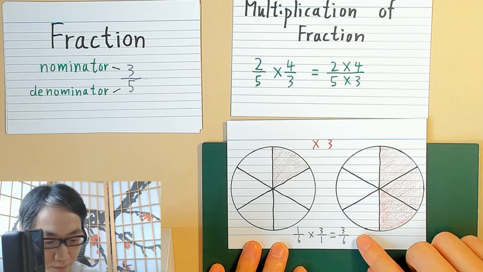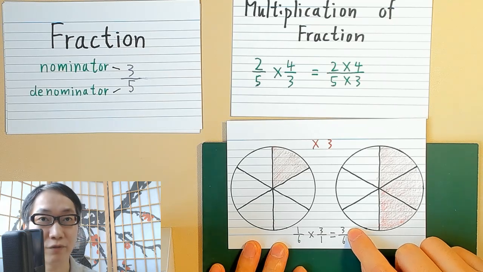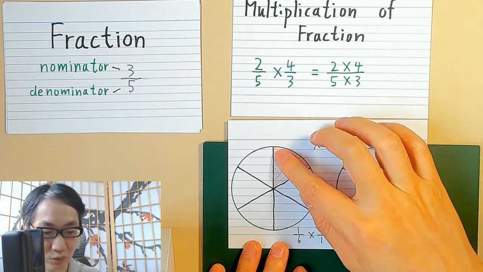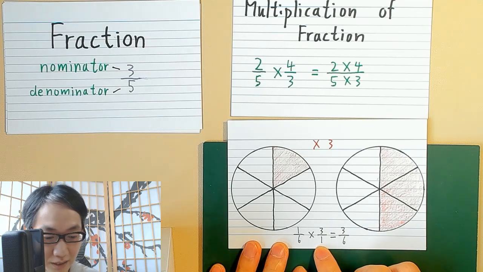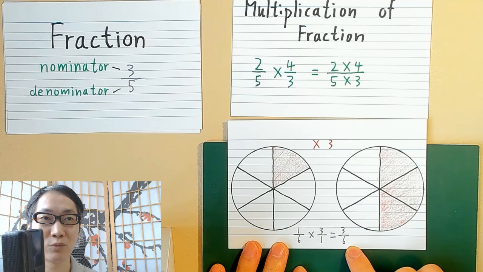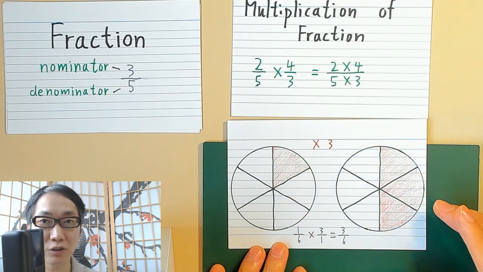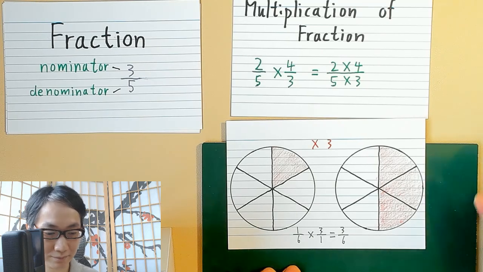Then we see, oh, the numerator is 1 times 3, and we get 3 here. Of course, because we want 3 pieces. And the denominator is unchanged because 6 multiplied by 1 is still 6. We did not change the amount of equal portions that the pizza has.